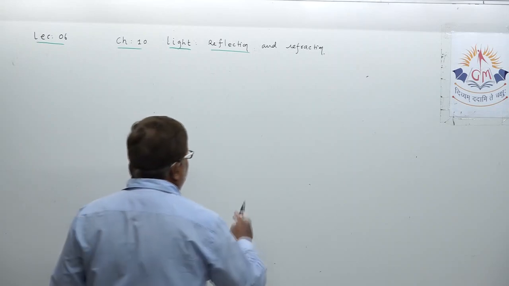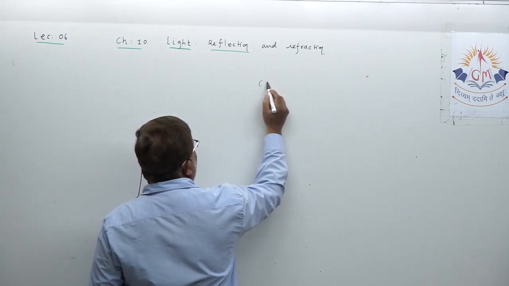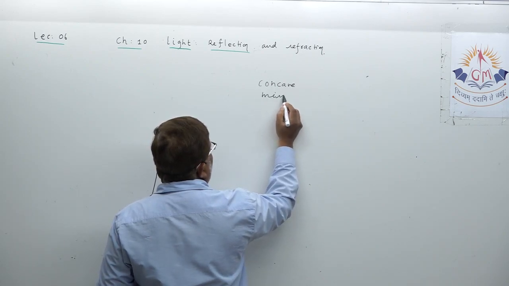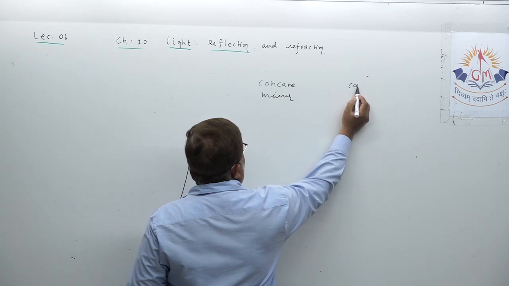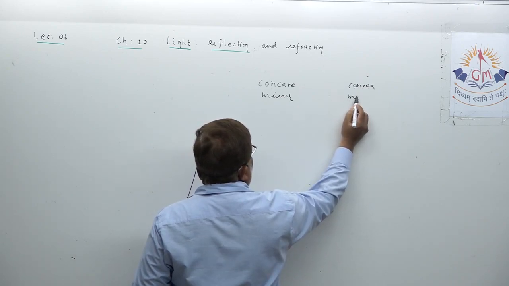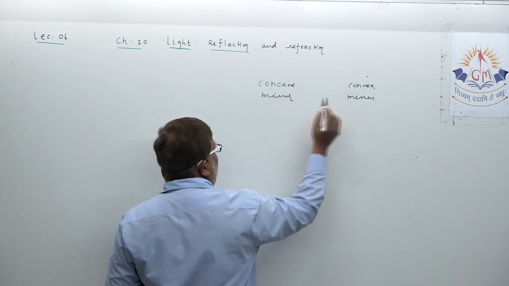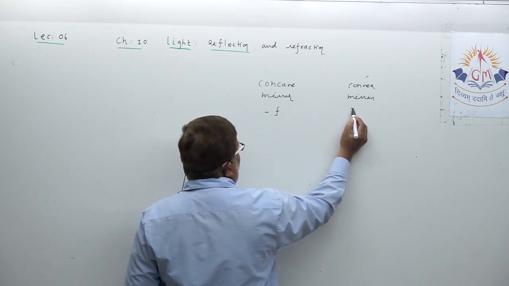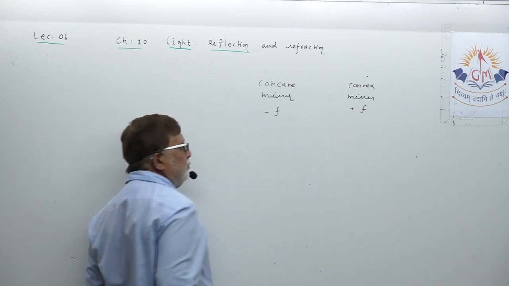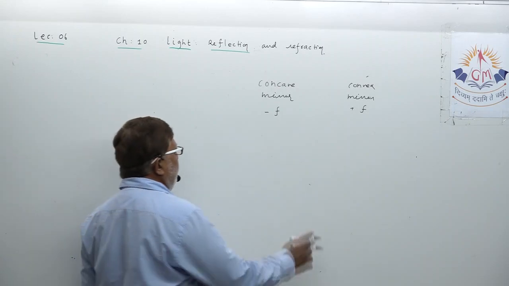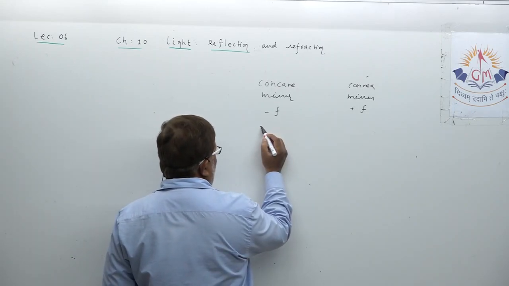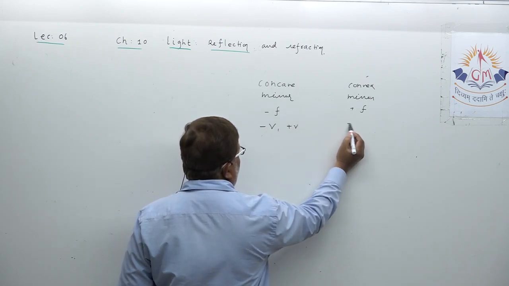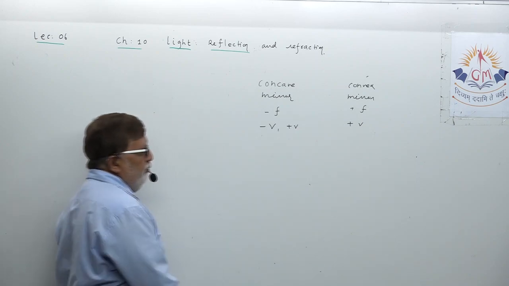These are some of the facts that need to be very clear in your mind. I am just writing it, dear student. Concave mirror. And I am writing here for convex mirror. Make a special note of this. For concave mirror, F negative. For convex mirror, F positive. For concave mirror, V can be negative, V can be positive. For convex mirror, V is always positive.